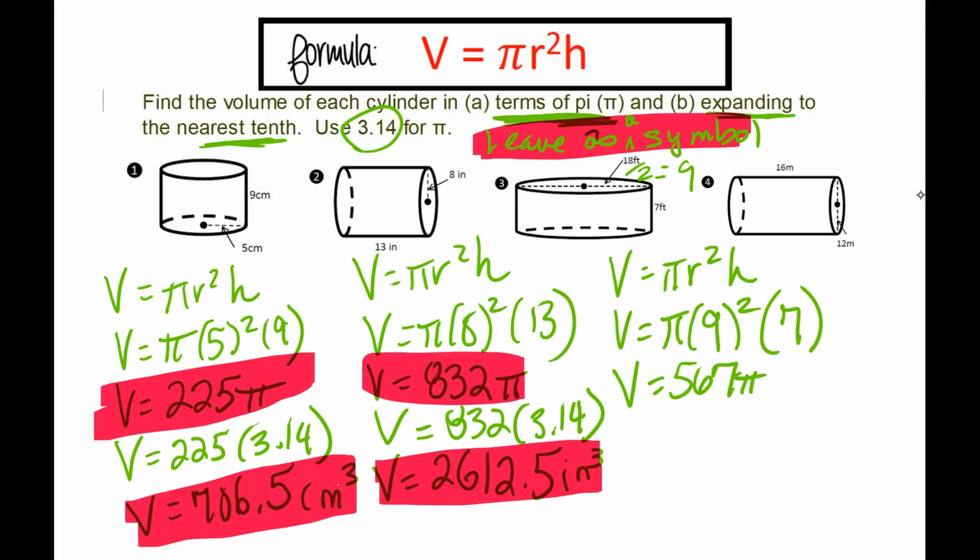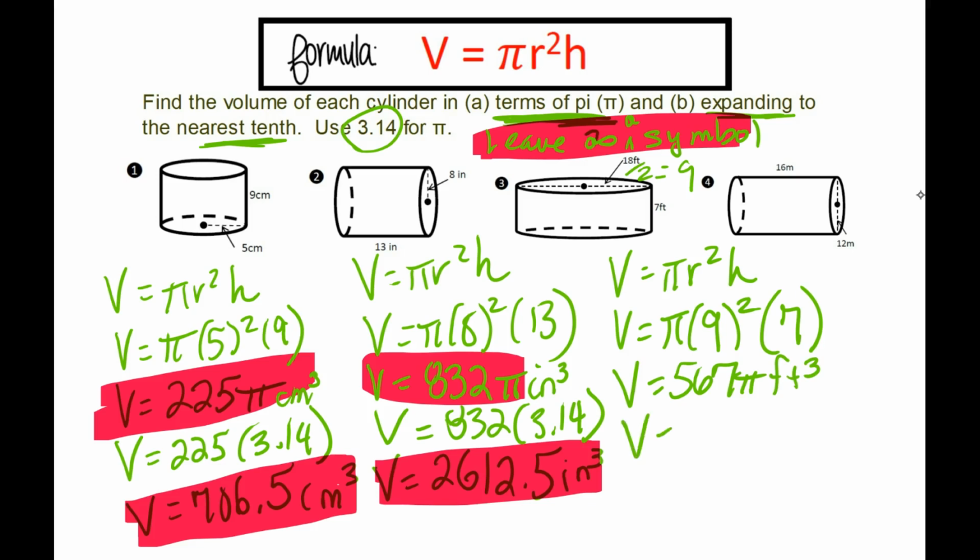567 pi. Ooh, I forgot my units over here, y'all. My bad. We still need our units. Centimeters cubed. What's this? Inches cubed. 567 pi feet cubed, in terms of pi.